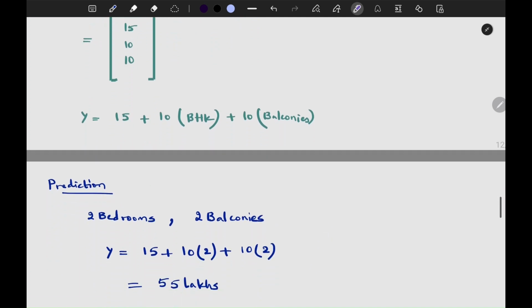And now let's come to the prediction part. For example, if I want to predict the price for 2 bedrooms as well as 2 balconies, then I will rewrite my equation as y equals 15 plus 10 into 2 plus 10 into 2, which is costing me around 55 lakhs. This is all about this video.